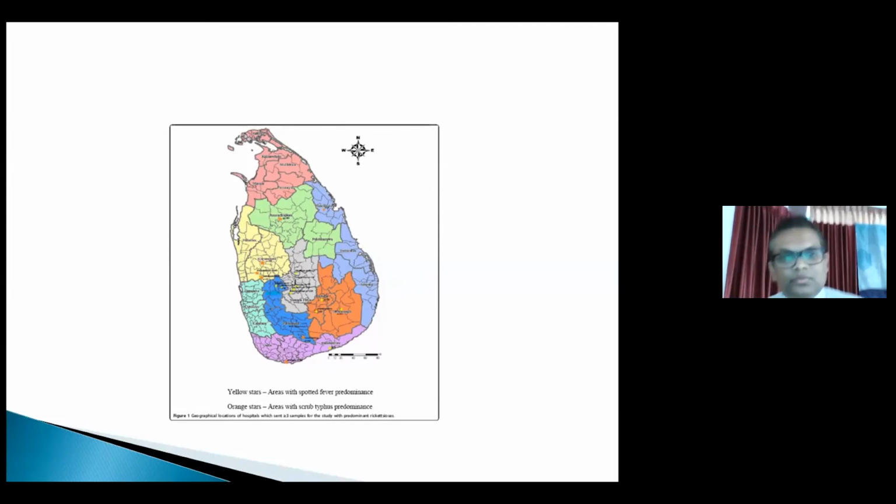So this gives a very nice idea about our pattern of distribution in Sri Lanka. Now, if I add the previous study done by Dr. Pradeepan, which represents the northern part, again it is the scrub typhus group that is the predominant type.